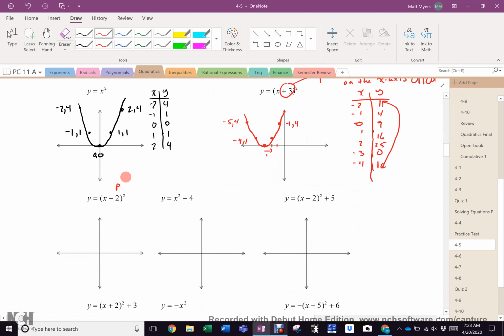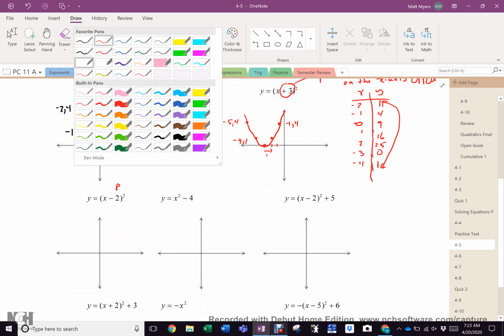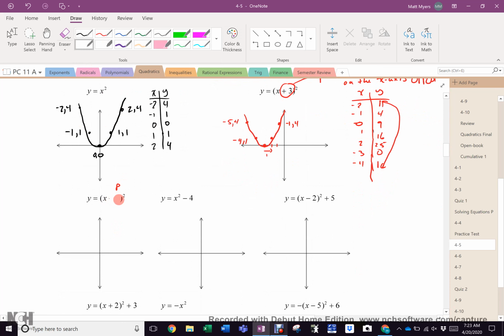Now, if P wasn't there, and I'll erase it, like I always do, you guys have seen me do this, that would graph like that, right through the middle, right? But minus 2, I got to move it opposite. So I got to move it out to plus 2. Now, everything else is normal.